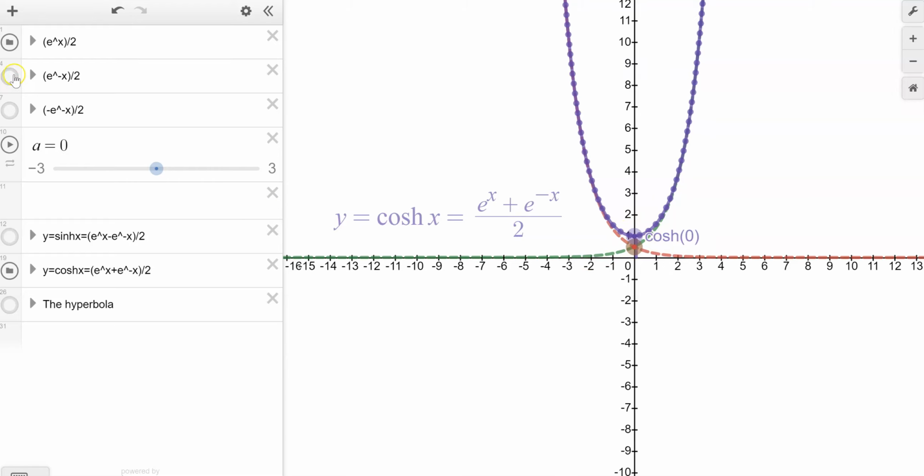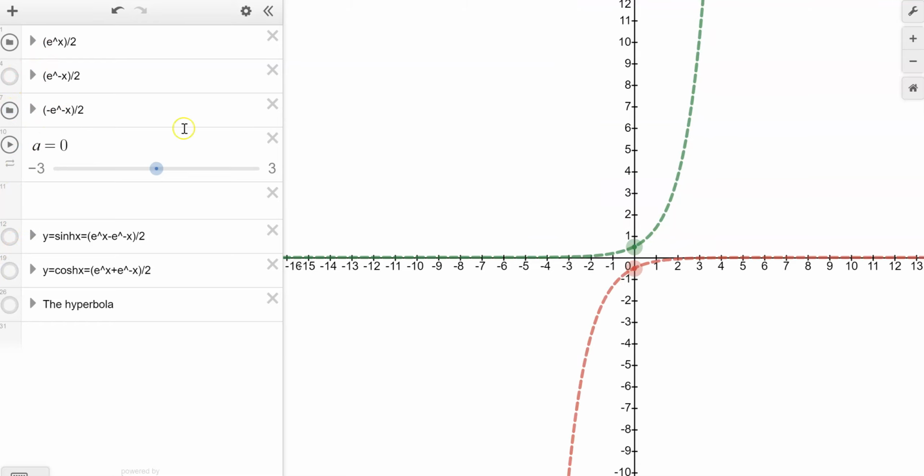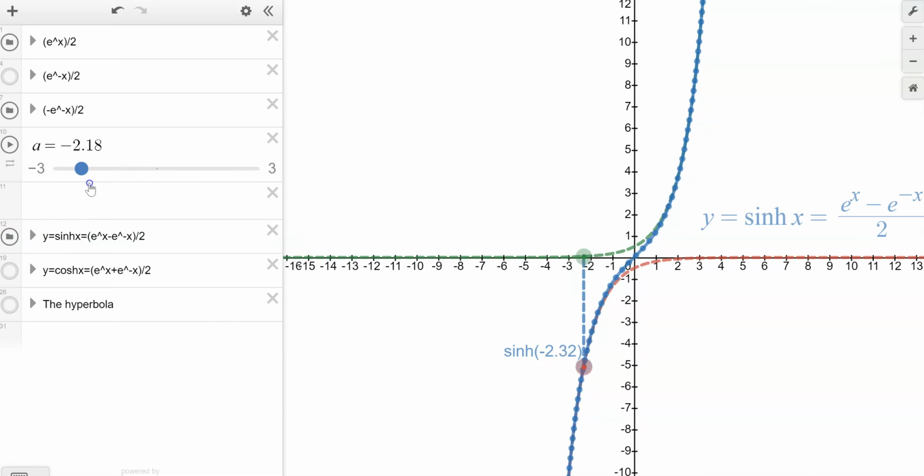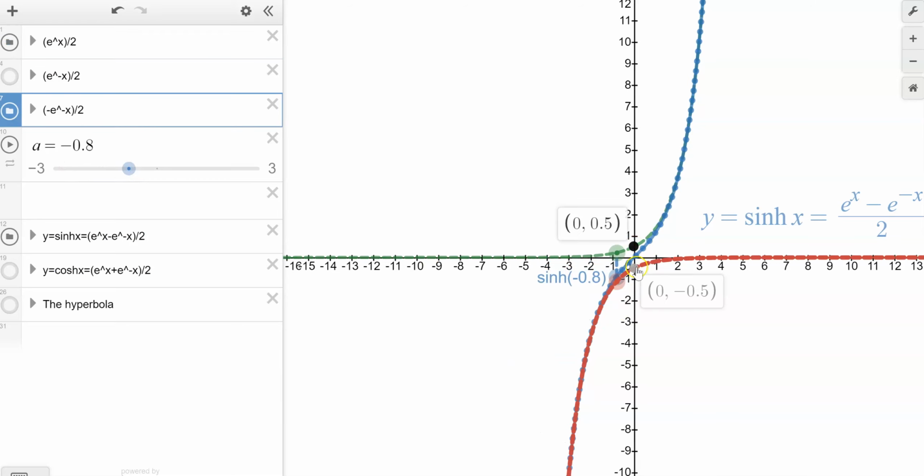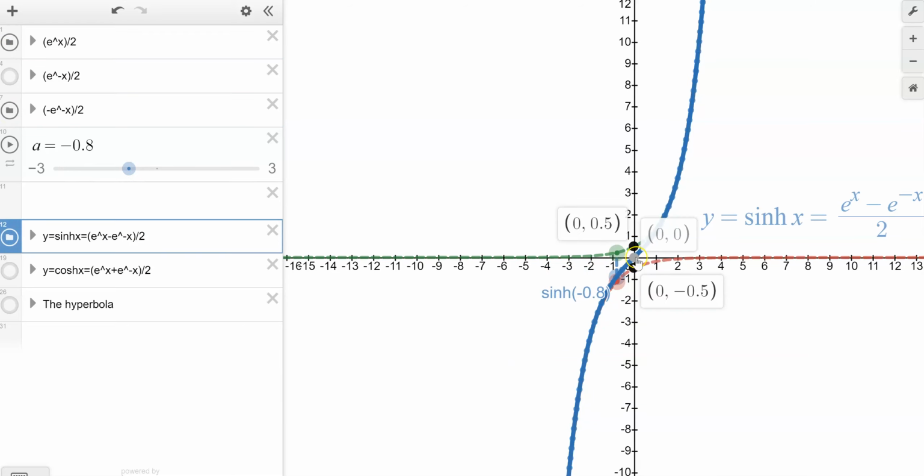Now hyperbolic sine is taking e to the x, let's get rid of cosine, and negative e to the negative x, this one right here. So we're basically taking this function, the red one, and making it negative, which flips it. And then now we have e to the x. And so hyperbolic sine is adding those two together. So if we add them together, we end up with that function right there. You can see right here that would be 0.5, negative 0.5, so together they make 0.